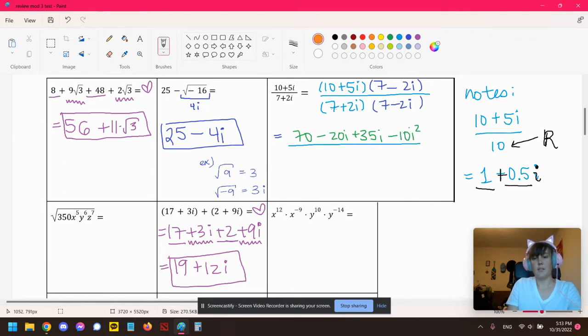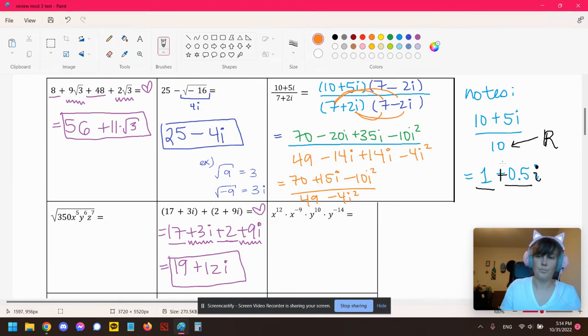But the denominator is fascinating, right? So 7 times 7 is 49. 7 times negative 2i is negative 14i. But then 2i times 7 is positive 14i. So we're getting rid of those 2 i's, which feels great. And then 2i times negative 2i is negative 4i squared. So far, we have 70 plus 15i minus 10i squared. And we've got 49 minus 4i squared. We've almost gotten rid of all of the i's in the bottom.